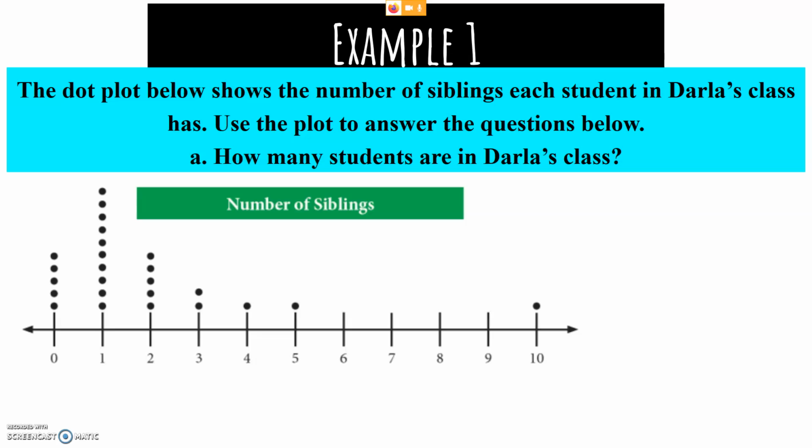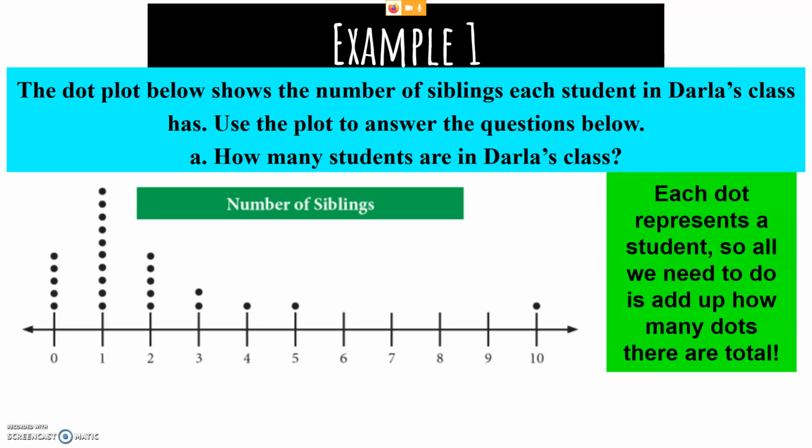Example 1, we have a dot plot that shows us the number of siblings each student in Darla's class has. Use the plot to answer the questions below. First question is, how many students are in Darla's class? Well, each student was asked one time, so their answer is 1 dot, which means each dot represents 1 student. So all we need to do is add up how many dots there are in total.